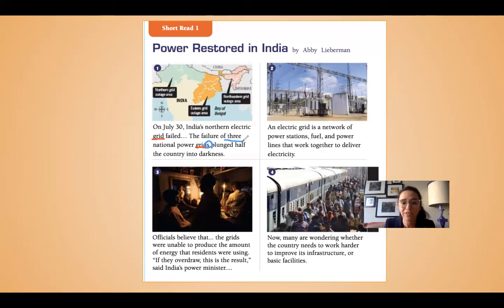It's 3 of them. So now I want you to read the rest of the text and identify the plural nouns that are being used. And I want you to tell me why you know that it's a plural noun. Okay? I'm going to give you a few minutes to do that.